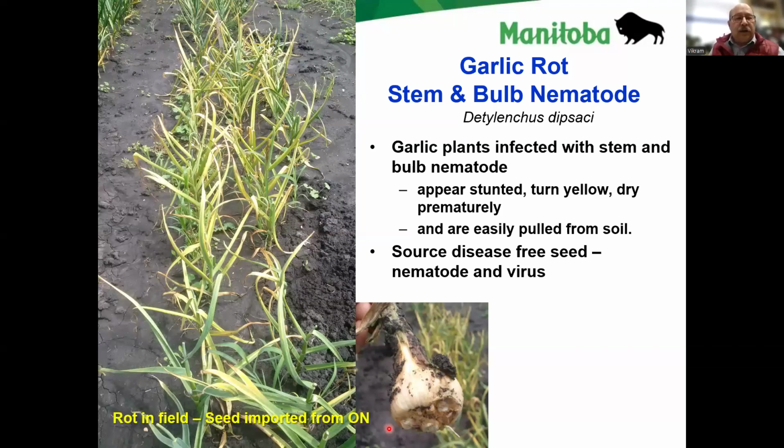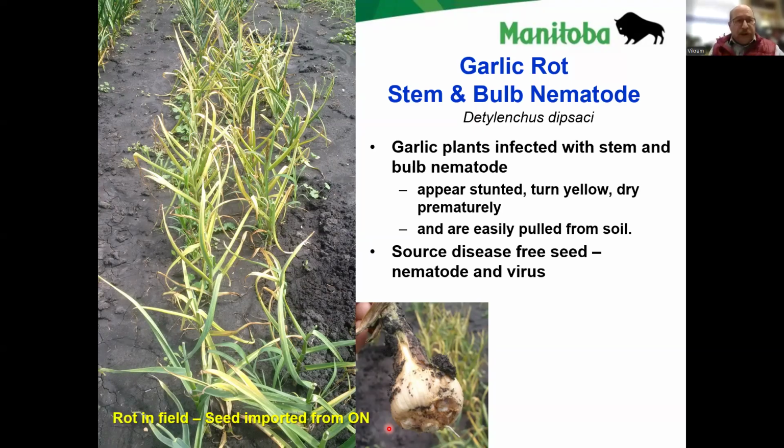The nematode can survive in the ground in Manitoba because of the snow cover. So what you see in this is yellowed tops. They are not grown very tall, and they are stunted, and they turn yellow, die very quickly, and you don't get very well-formed bulbs.